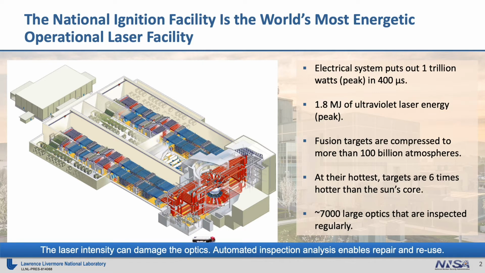The National Ignition Facility is the world's most energetic operational laser facility. Its electrical system is capable of putting out a peak of 1 trillion watts over 400 microseconds, and the facility can generate a peak of about 1.8 megajoules of ultraviolet laser energy. This energy is used to compress fusion targets to a pressure of 100 billion atmospheres, and at their hottest, the targets are 6 times hotter than the sun's core.